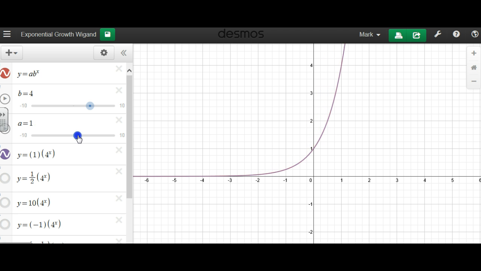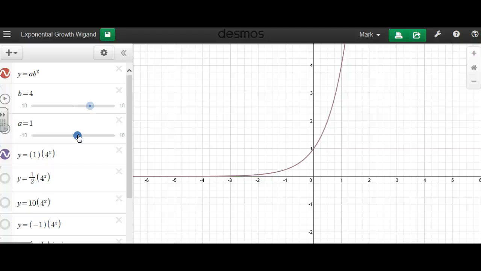So if you notice, as your a values increase, your graph is stretching even more. One of the ways that we compare exponential graphs is with a vertical stretch. If it's moving to the left like that, you're pulling that string up, and that's making it stretch vertically, and that happens when a gets larger or greater than 1.